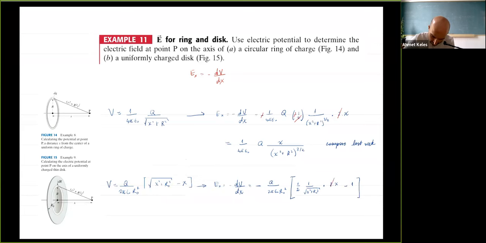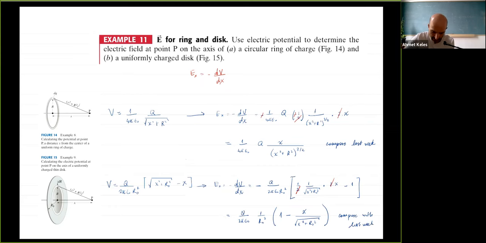And I can cancel these two. So this guy is going to give me Q over 2 pi epsilon naught, 1 over r0 squared, times 1 minus x over square root of x squared plus r0 squared. Okay. And let's check our result. So this is again compare with last week.